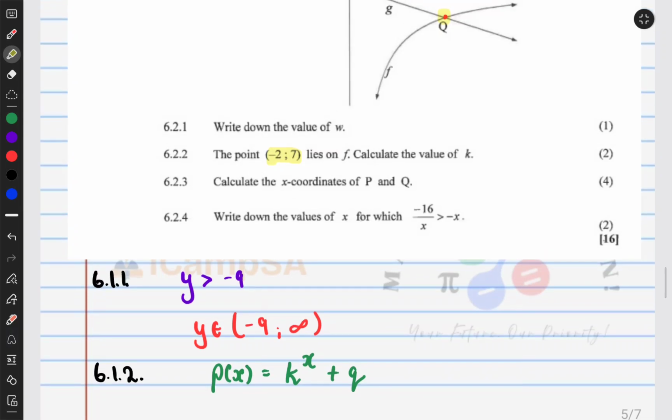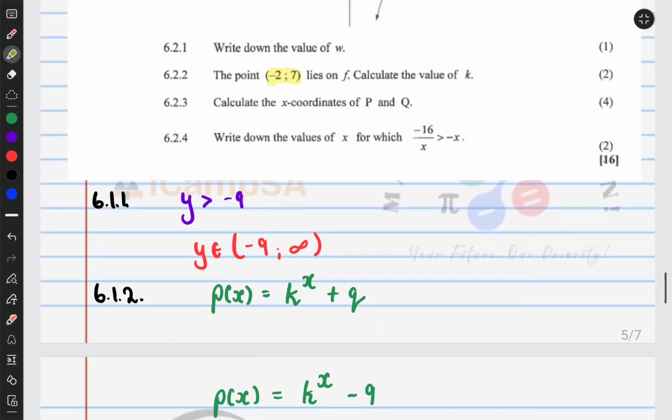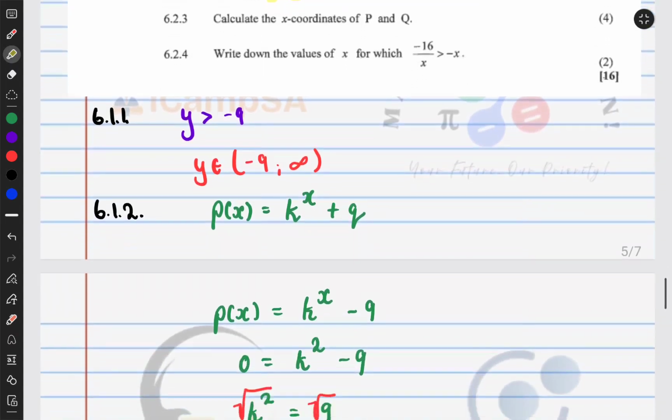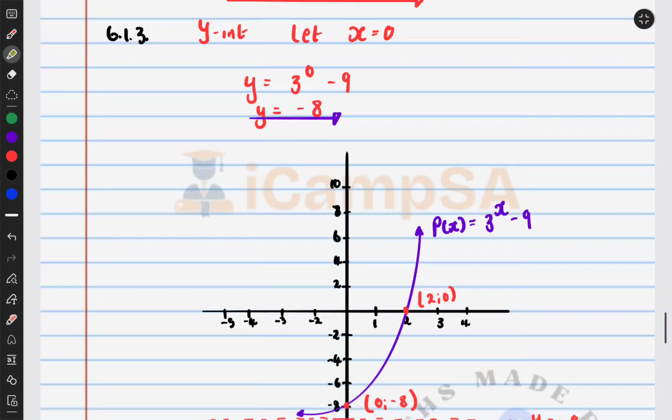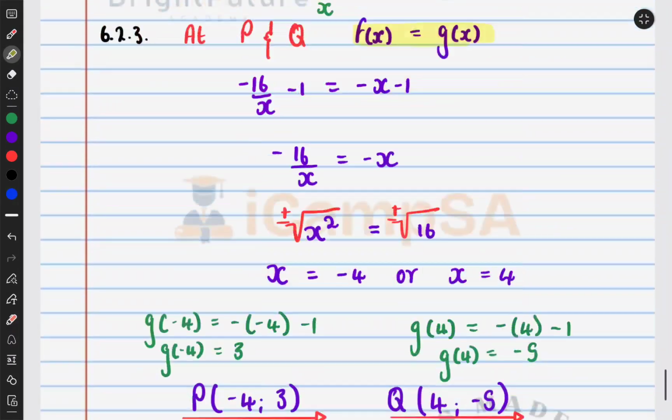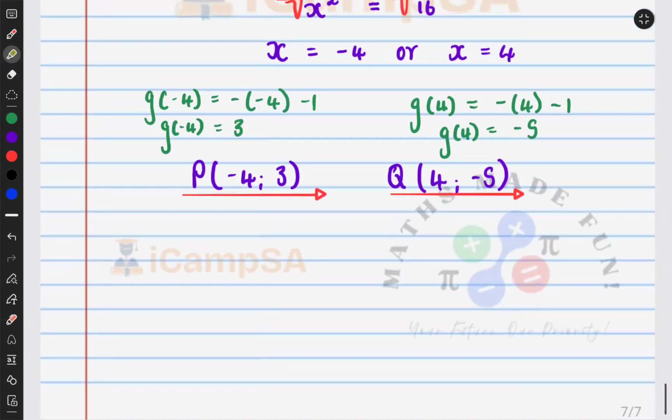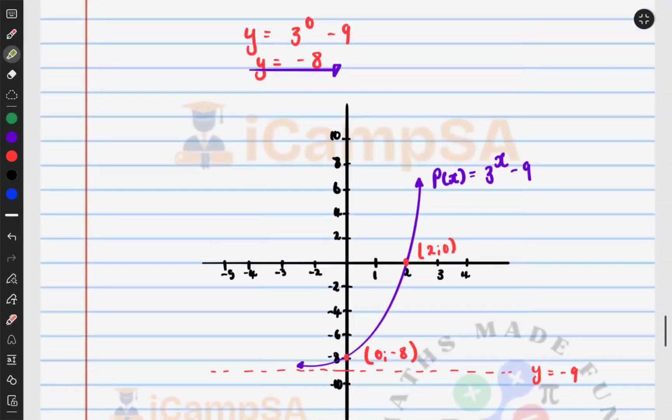Okay, next, write down the values of x for which negative 16 over x is greater than negative x. What is negative 16 over x? Let's come here. It's which function?